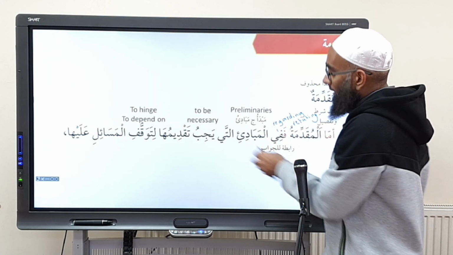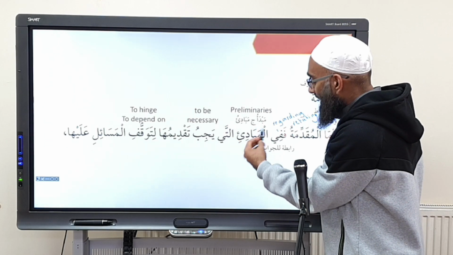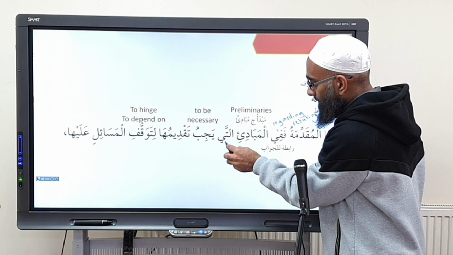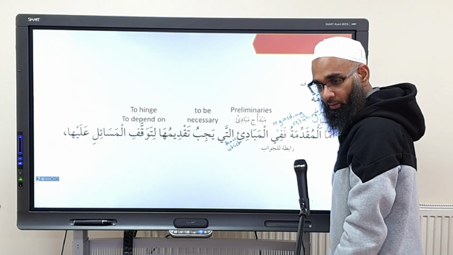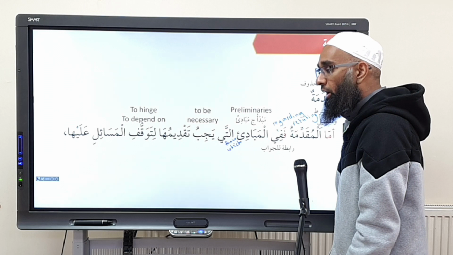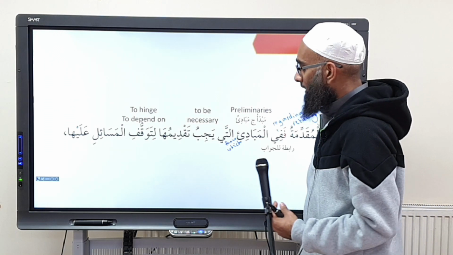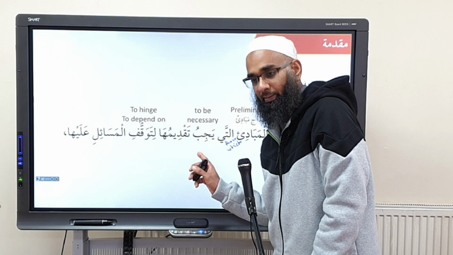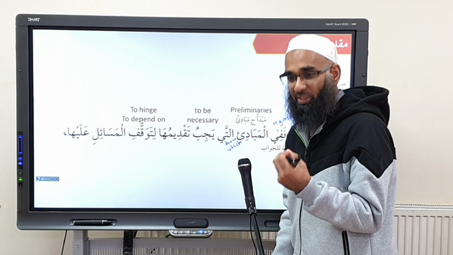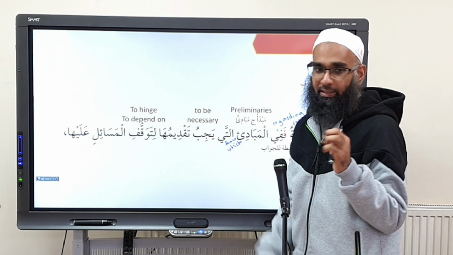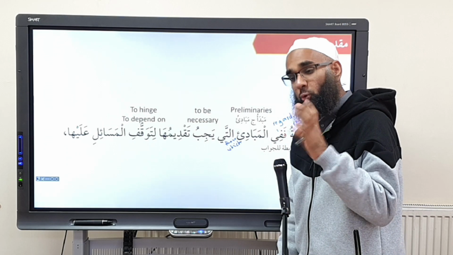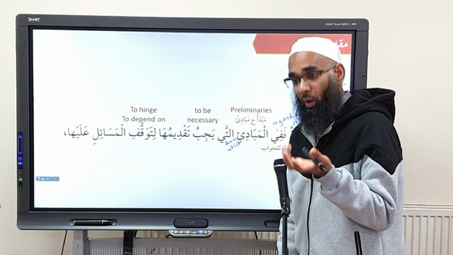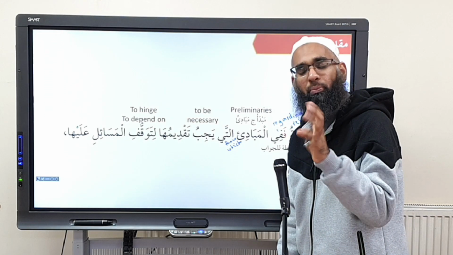Which principles? Because allati is ism al-mawsool, we translate it as regarding those principles. So those which. So the muqaddimah is regarding those principles. Now yajibu means to be necessary. When you have a verb which has a to-be meaning, you call this a stative verb. So any verb that has to be in the translation, when you translate it in English, you don't have to bring it as a verbal translation.